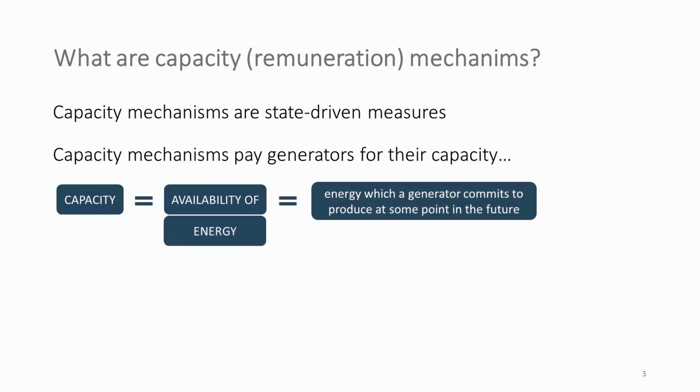Usually, generators are paid only for energy they sell in the market. This is what we call energy-only market, because energy is the only product. If a capacity mechanism is in place, then the generators are compensated for both energy and capacity. So this becomes a two-product market.